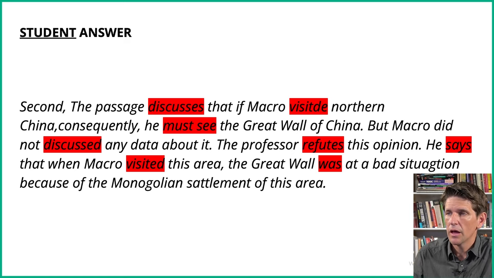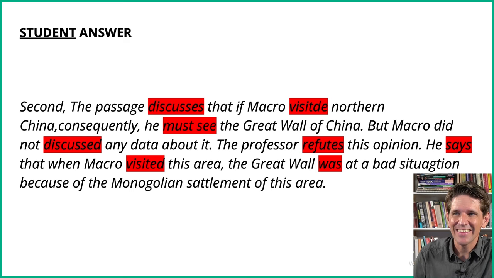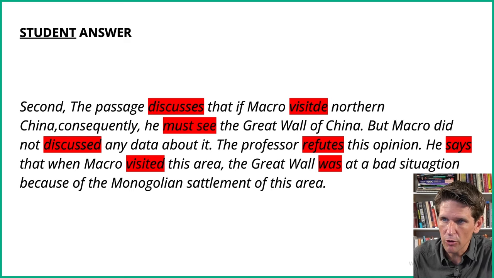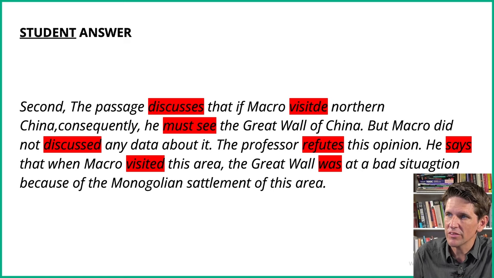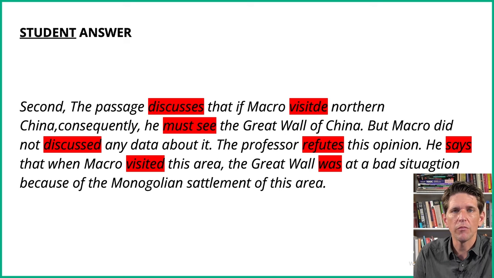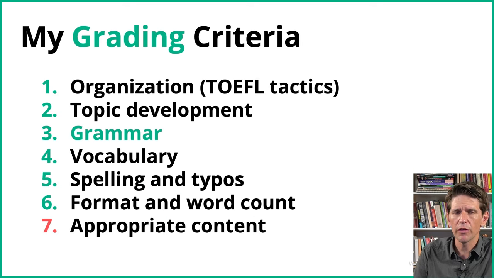That's okay. I don't know why I highlighted this. I think that's a mistake. "He says that when Macro visited this area, the Great Wall was at a bad situation." So we have a lot of grammar mistakes here. So that's a problem that the student needs to work on.